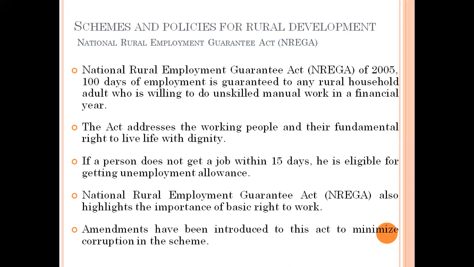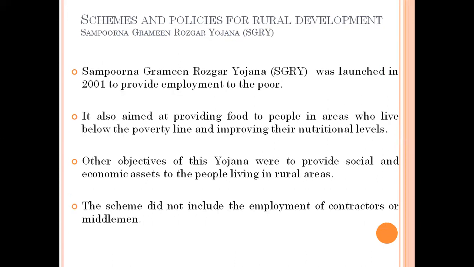So in the first chapter we discussed this scheme, and we have discussed so many things about it. Next I'm moving to the next scheme, and this is Sampoorna Gramin Rozgar Yojana. This scheme was launched by the Government of India with the objective of providing gainful employment to the rural people. So basically, this is a scheme for increasing employability in rural areas.